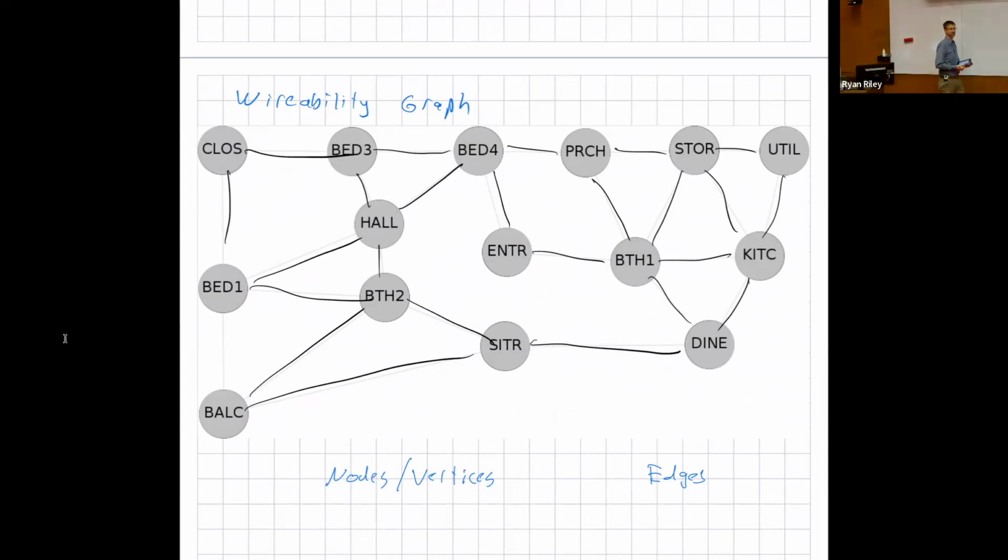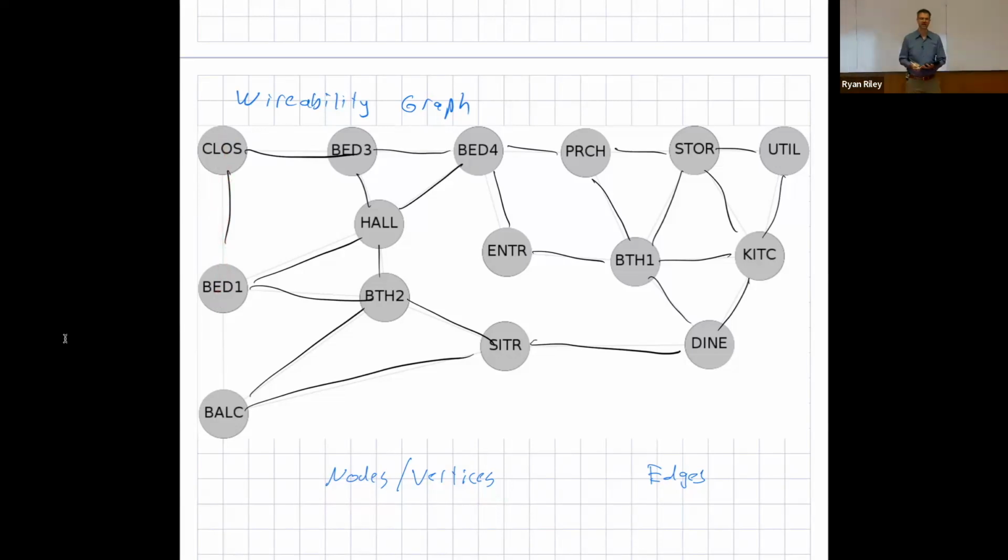Edges, depending on what you're doing, could be directed or undirected. In this case, we're going to say it's undirected. And what I mean by undirected is the fact that there's an edge between the closet and the bedroom, there's nothing implied by whether you can go from the closet to the bedroom or the bedroom to the closet. It's the same thing either way.